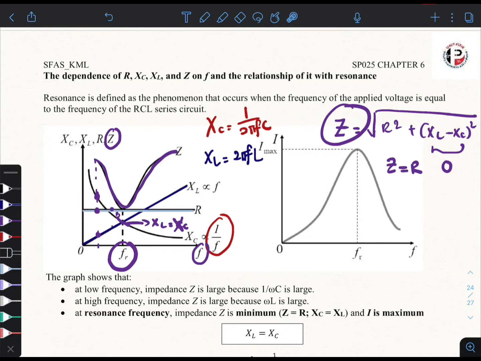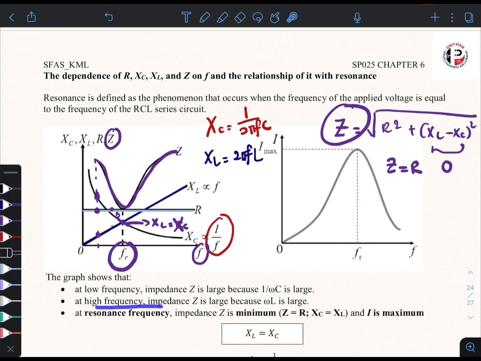Okay, alright. So when you have the graph here, a few interpretations can be made. The first one adalah at low frequency, iaitu bahagian sini. Bila frequency kamu rendah, Z kamu besar, large, because dia punya capacitive reactance dia besar dekat sini. On this part, it is large lah kan.